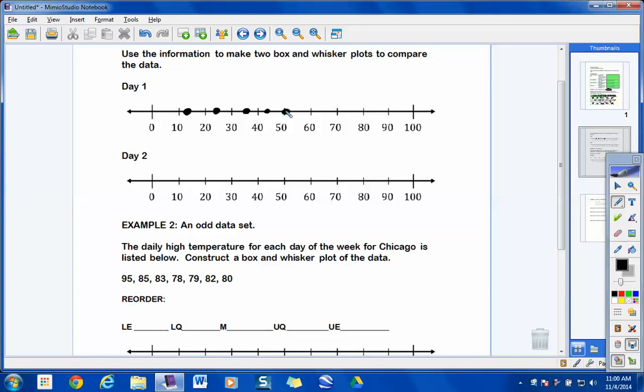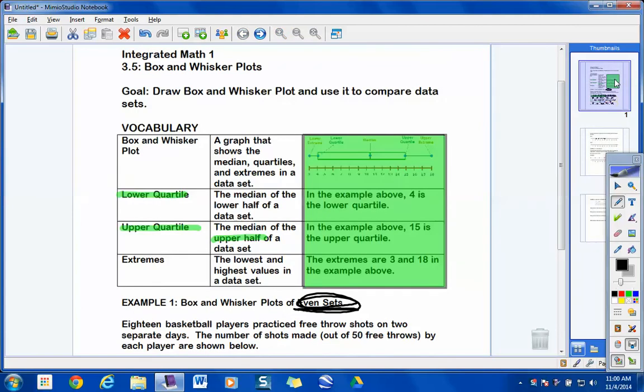Good? Okay. Right here, if I look at this, we said the box is going to be the part that goes around. What are the 2 words they use right here? What's the box go around? What 2 dots?